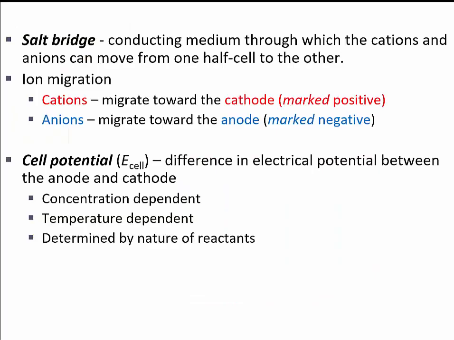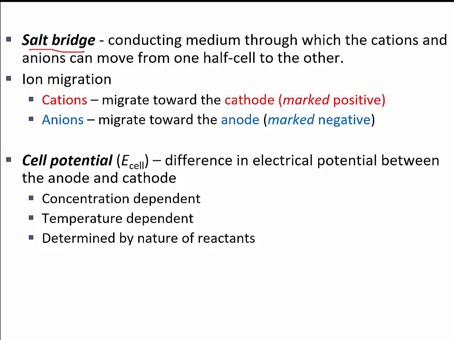All right, so to build our electrochemical cell, like I said, we're going to separate our reactions into two half reactions, into separate half cells. We're going to need to connect them to build an electrical circuit. And part of that circuit is going to be this component called a salt bridge. And it's going to allow cations and anions to move from one half cell to the other.